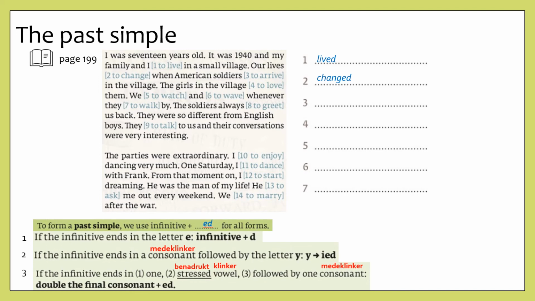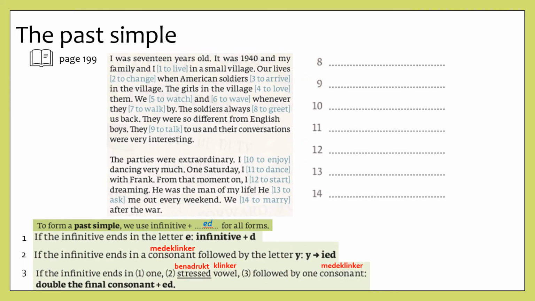Spelling rule number 1. When American soldiers arrived in the village. Again, I just add a D. The girls in the village loved them. Same rule here as well. We watched. There I have the general rule. So watch plus ed, and waved whenever they walked by. For waved, it is the first spelling rule. Walked is my general rule, mijn algemeen regeltje.